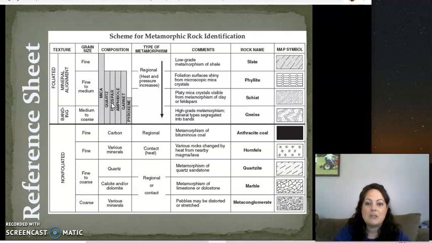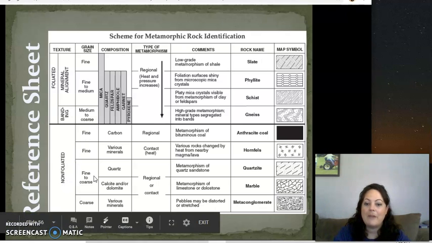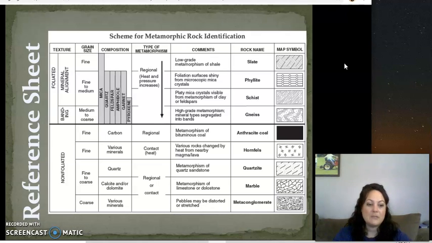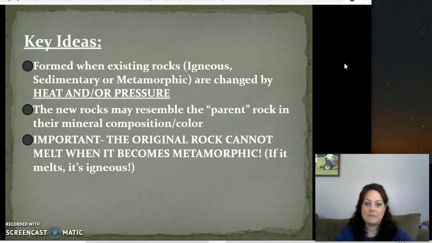And the composition you can see here, type of metamorphism, comments, rock names. Then the non-foliated type from fine to coarse texture, the different types of metamorphism, and then the individual rock names. So remember, you're going to need to know how to use that for your test. You will be given a reference sheet. You just have to know how to read that.